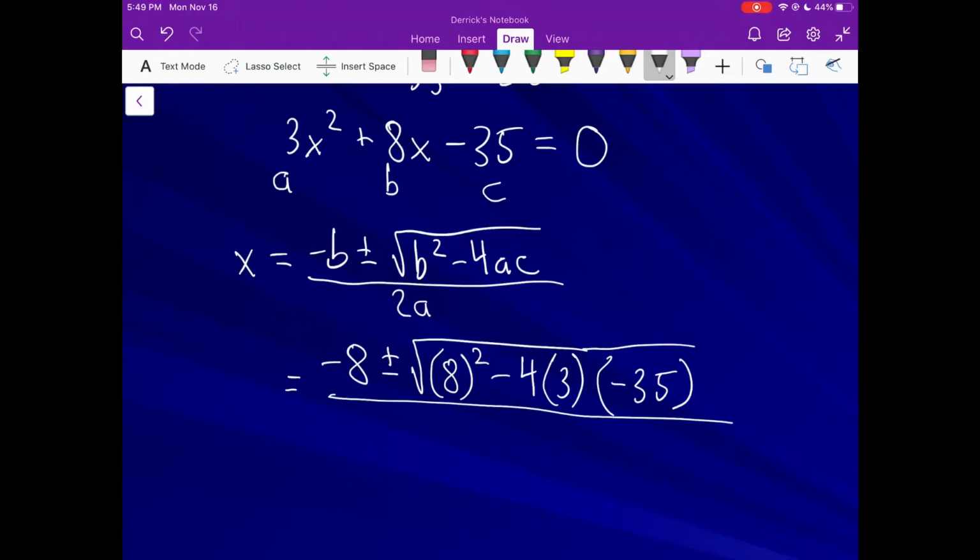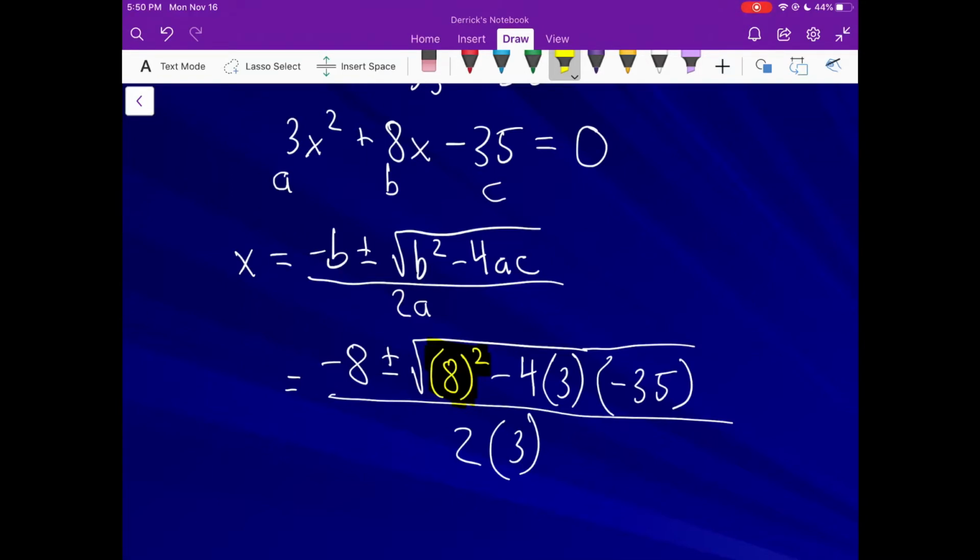All of that then is being divided by 2 times our a value of 3. A couple of things here that I want to point out, common mistakes that get made using the quadratic formula. One, please recognize that if you are taking your b term squared, that is always going to give you a positive number. It doesn't matter whether I take 8 squared or negative 8 squared, I'm still getting 64 from that.